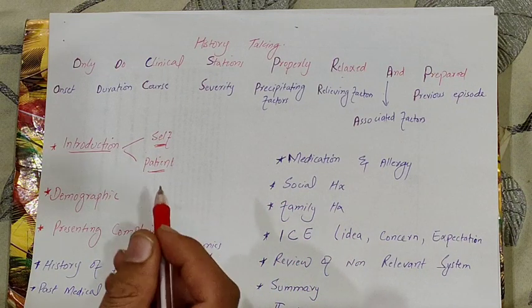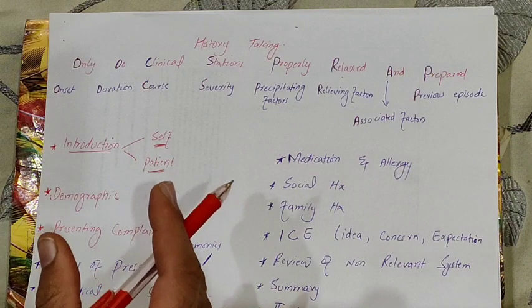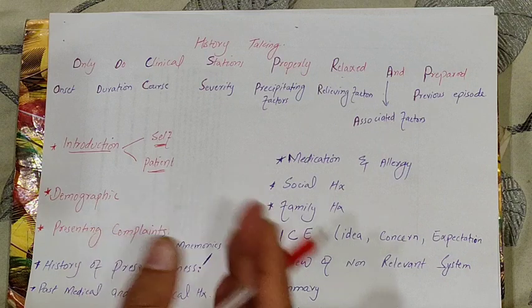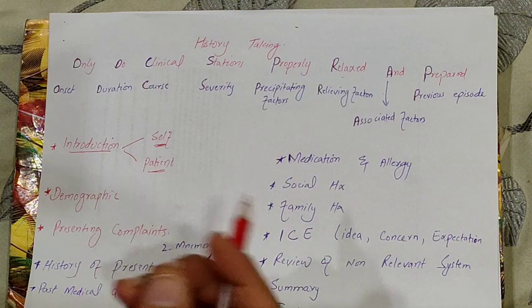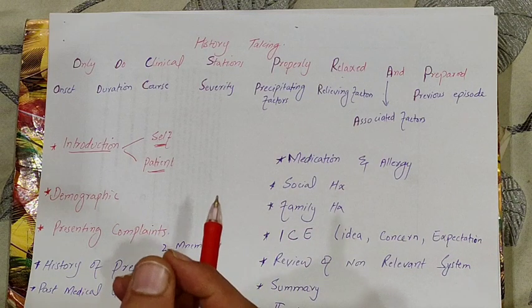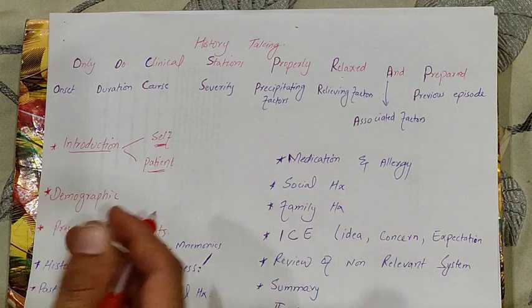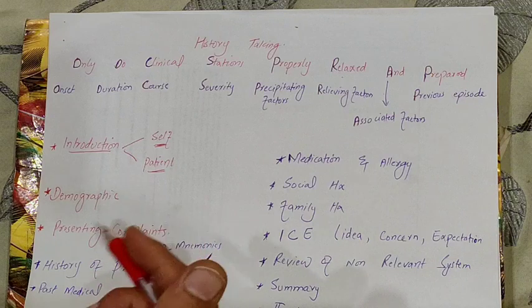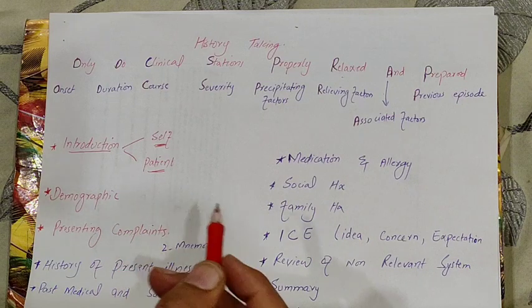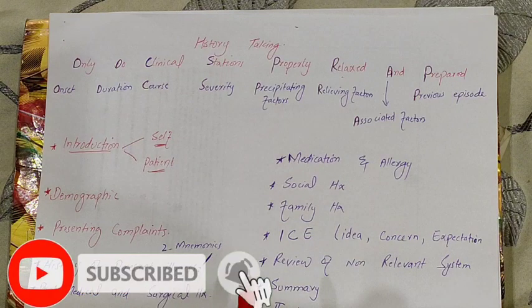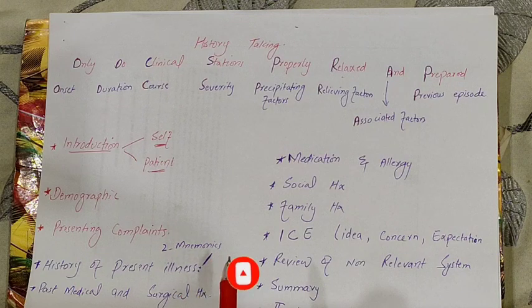In associated factors, you can ask about each and everything: fever, pain, swelling, difficulty in speaking, swallowing. Each and every associated factor you will ask about. Now the last one is the previous episode. Definitely you will have to ask about the previous episode. Is it the first time you have noticed the lump, or was it there previously as well?